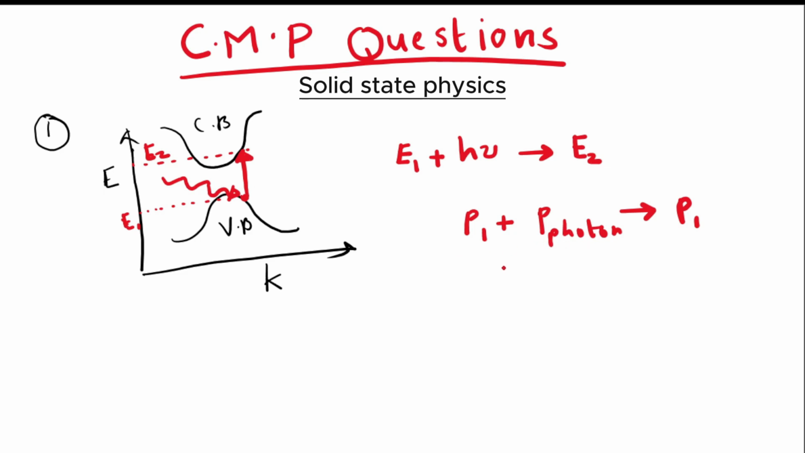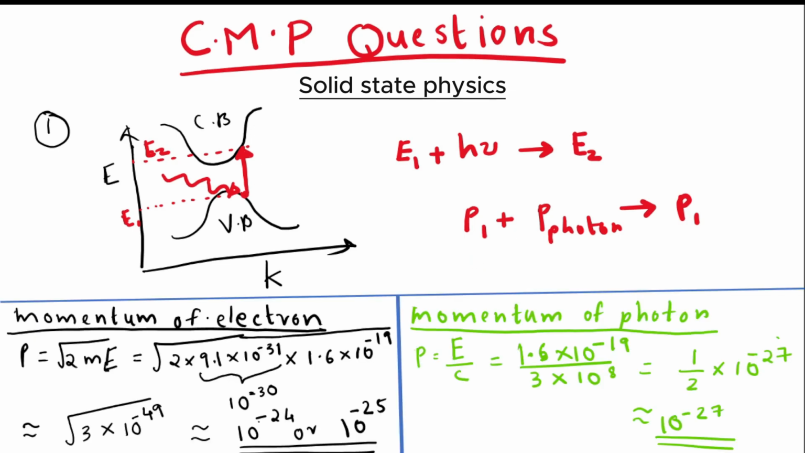Then they will give hints, okay? If you get stuck anywhere, they will give hints. He told me to think with respect to the values of momentum. Then you have to carefully observe what hints they are giving and think from that point of view. Let us evaluate the momentum of the electron.